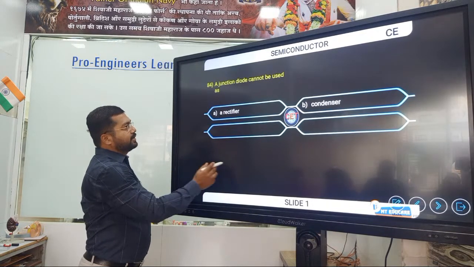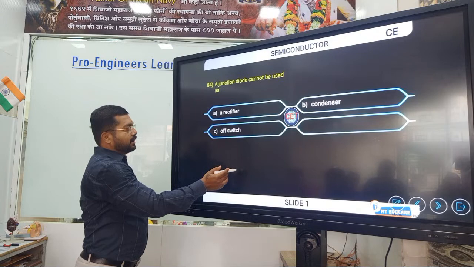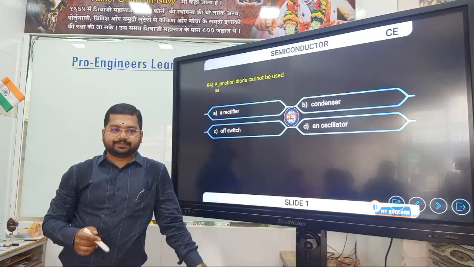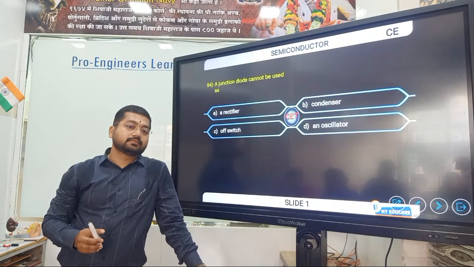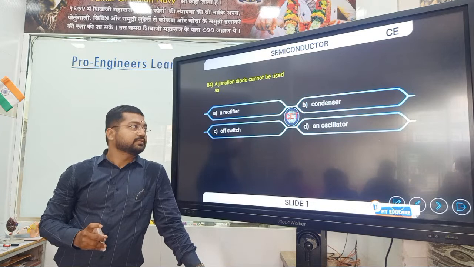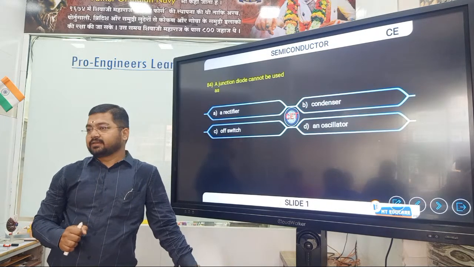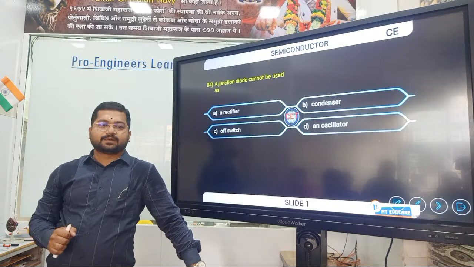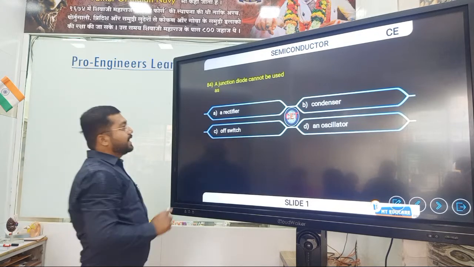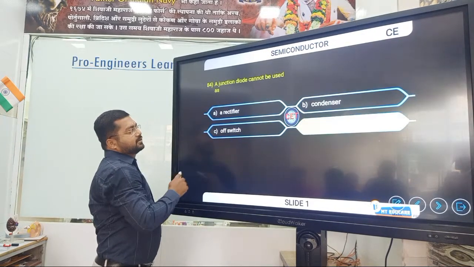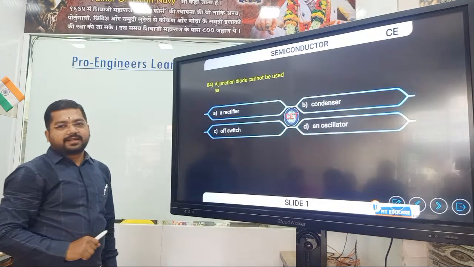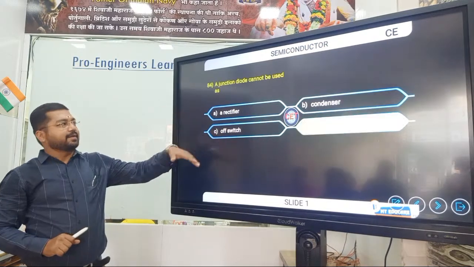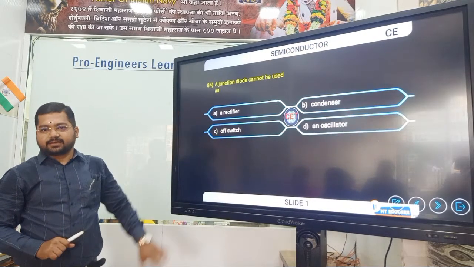A junction diode cannot be used as: rectifier, condenser, switch, or oscillator. Hitesh? B, condenser. Okay. What is the question? Cannot be used as. It cannot be used as an oscillator. A junction diode can be used as the rest of the three.